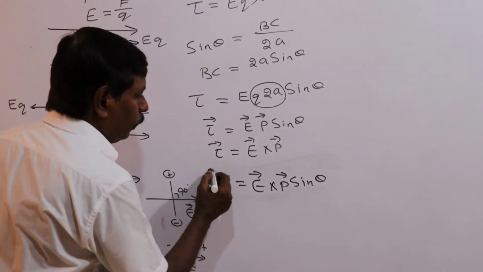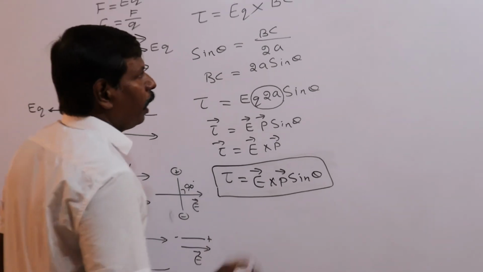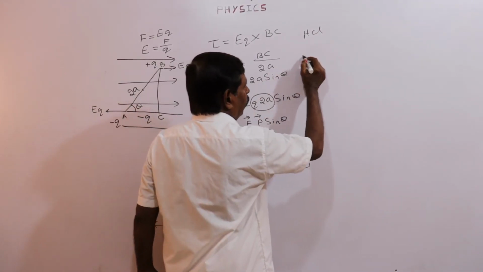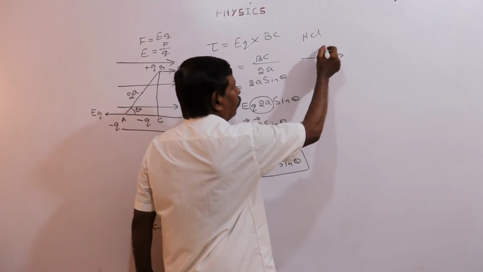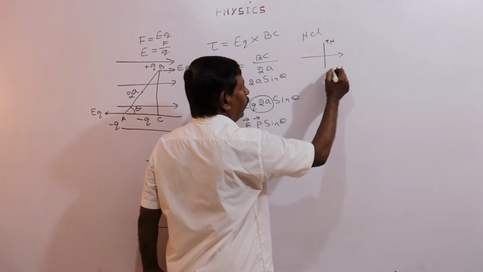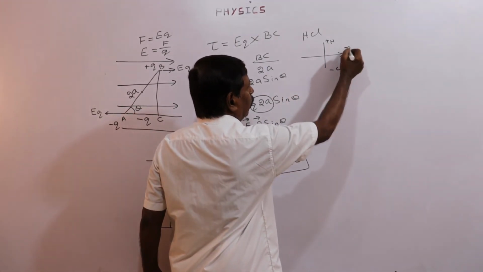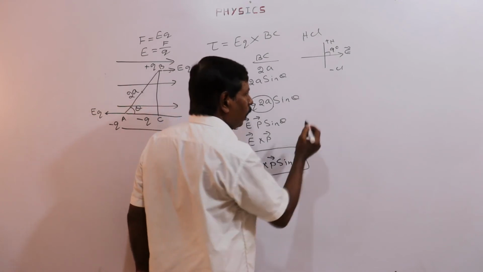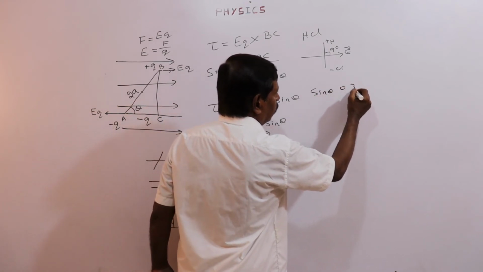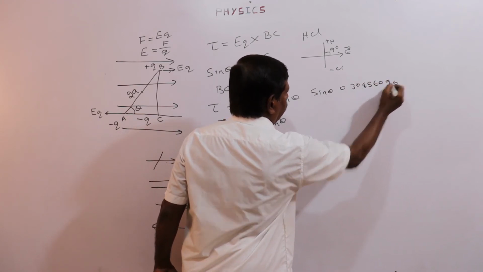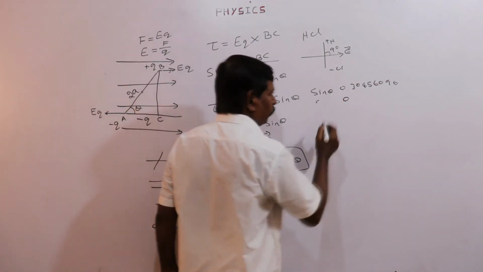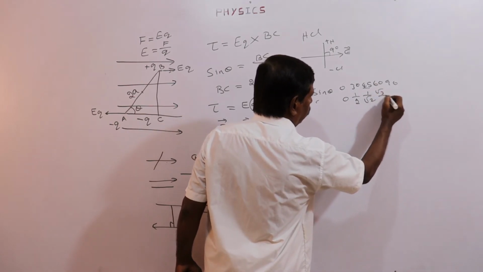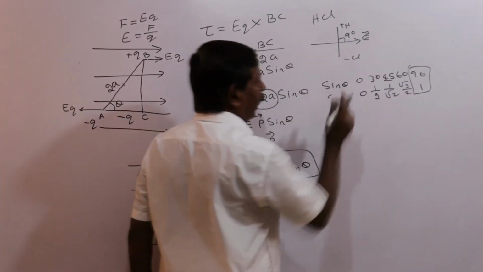Now let us use this formula to work out a small sum. Hydrochloric acid is an example of an electric dipole. The electric dipole H plus Cl minus is kept perpendicular to the direction of the electric field. So the angle is 90 degrees, and sin 90 is 1. Here the values of sin theta: at 0 it is 0, at 30 it is 1/2, at 45 it is 1/√2, at 60 it is √3/2, and at 90 it is 1. So the value of theta is given as 90.